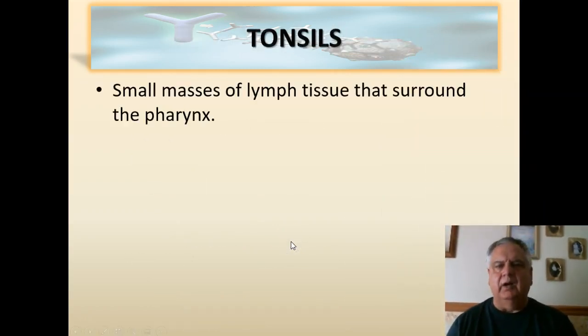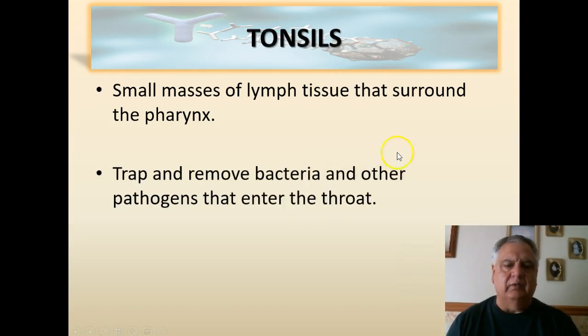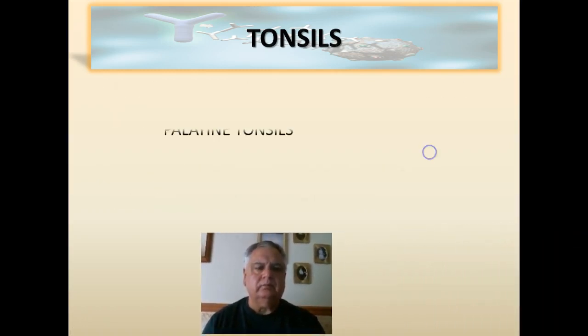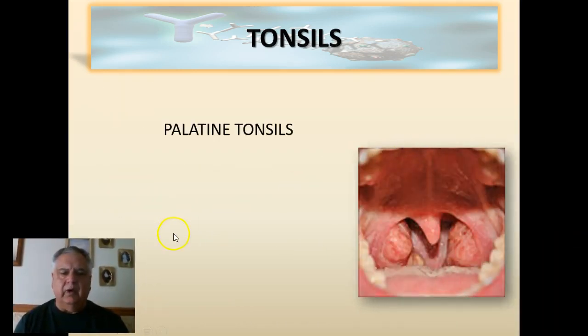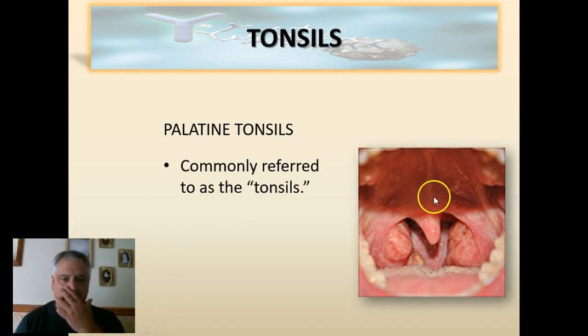Okay, our next secondary lymphatic organ would be the tonsils. These are small masses of lymph tissue that surround the pharynx. Their job is to trap and remove bacteria and other pathogens that enter through the throat. Whenever we take a look at tonsils, we actually have three types of tonsils that we look at. The first type of tonsil is called the palatine tonsil. Palatine tonsils are actually what we commonly refer to as the tonsils.